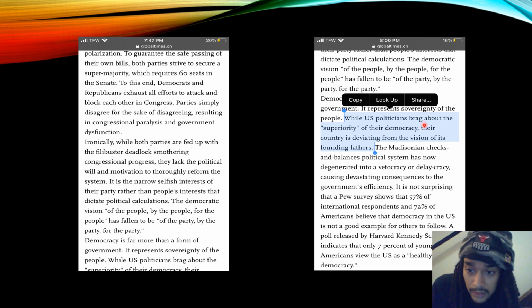While U.S. politicians brag about the superiority of their democracy, their country is deviating from the vision of its founding fathers.